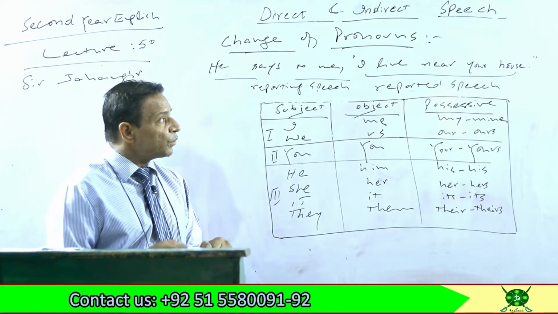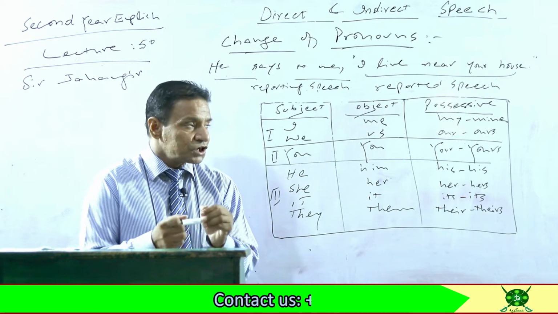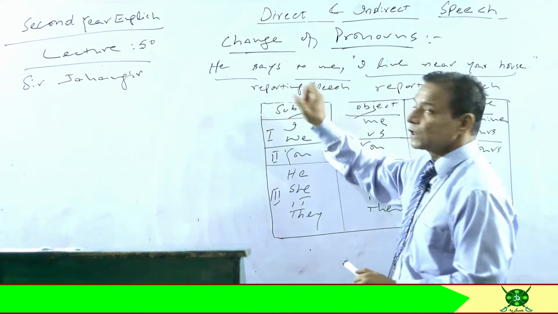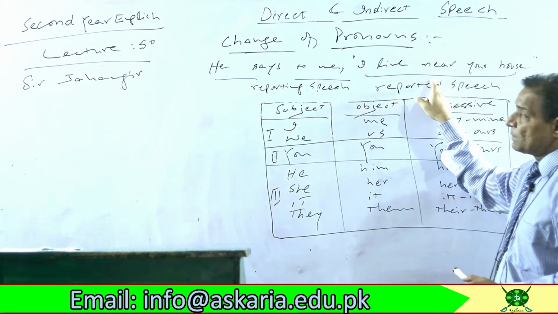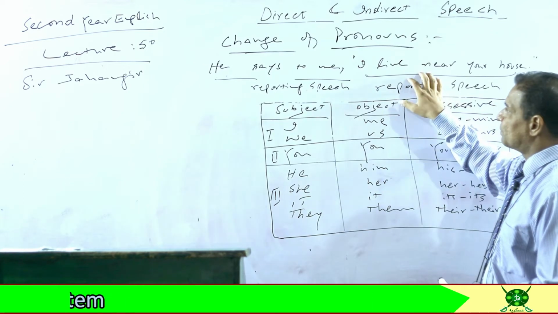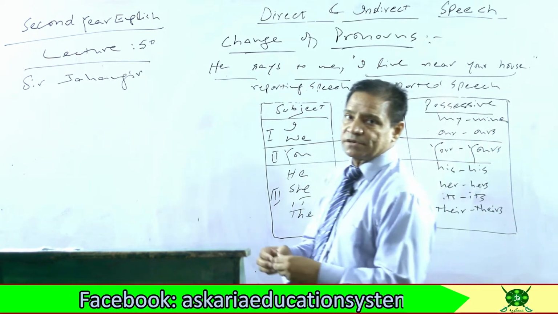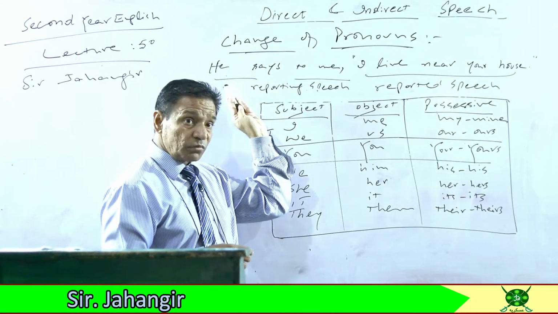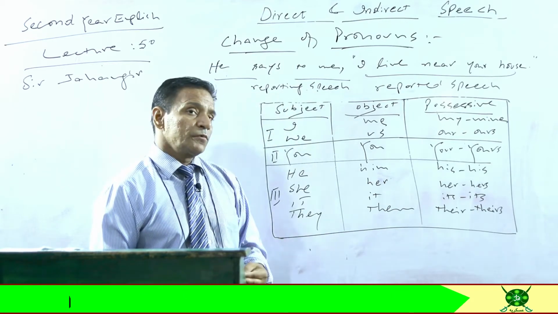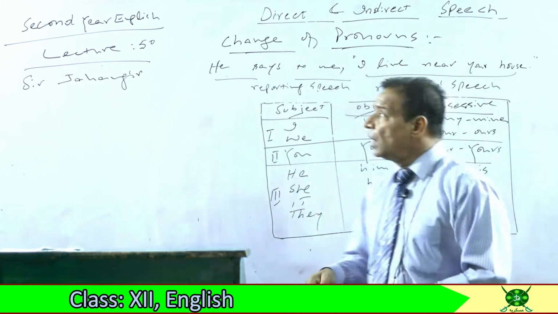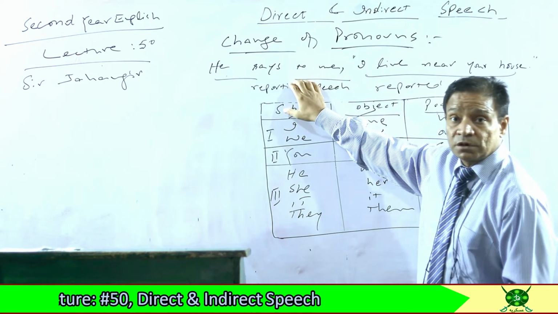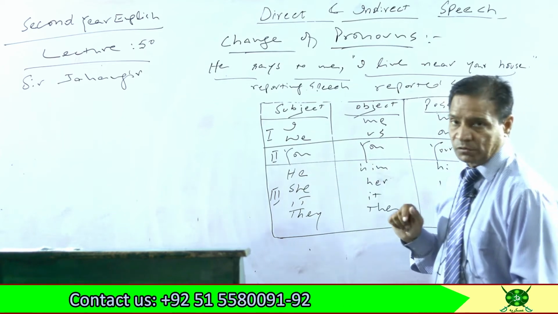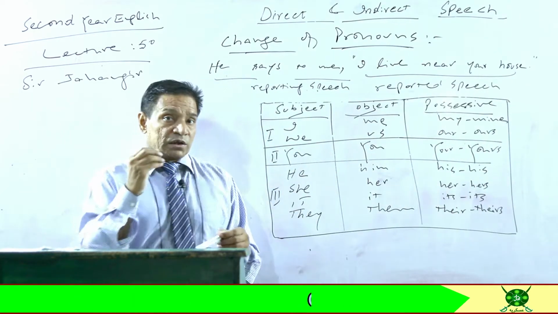So our first change will be the change of pronoun. The pronoun of a reported speech, not of a reporting speech, will be changed according to the pronoun of a reporting speech. But what is the rule? You are looking at it, there are 3 rules. Now, what are these 3 rules?